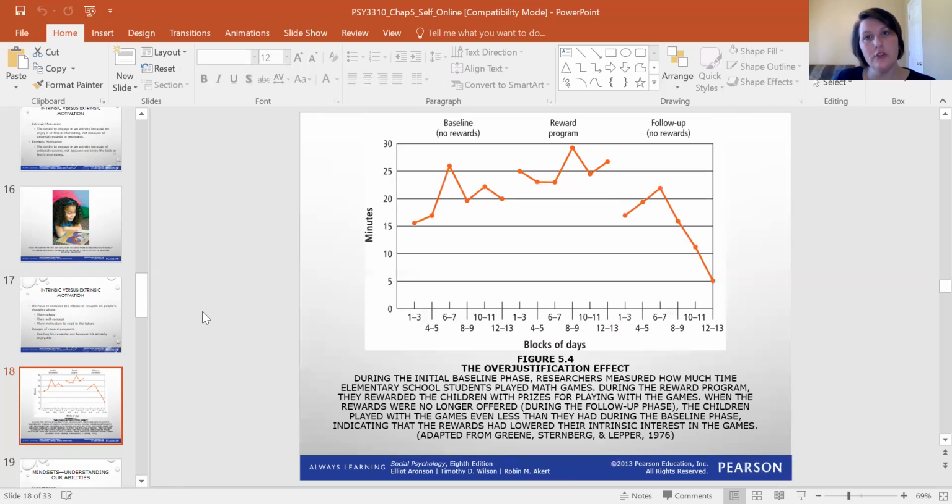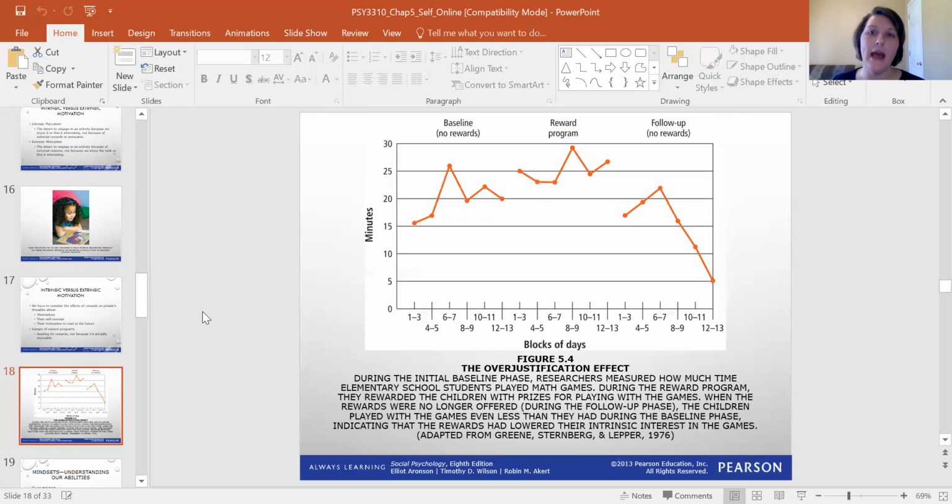When you introduce a reward program, you can see here that it does work because they do increase the amount of time they play the math game to almost 30 minutes. But notice that it'll drop off, and then level out, but they're still doing more time in the end than they did at baseline. So they're playing the game longer. They like it. They get rewarded.